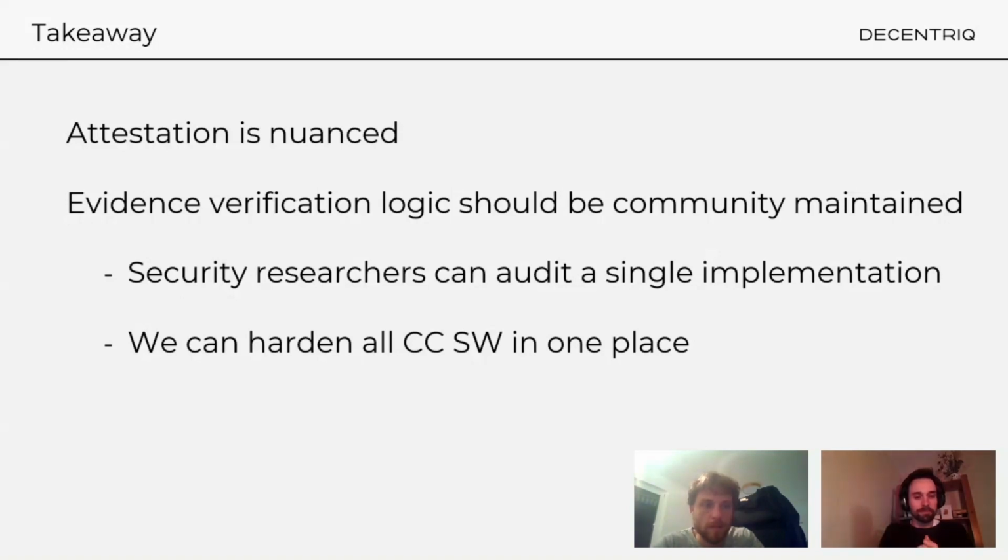So hopefully the main takeaway from this talk is that attestation is quite nuanced, it's quite complex. And actually all this nuance is encapsulated in a very particular piece of code, which is the function that verifies the attestation evidence. So if you're looking at one function that's extremely important in any kind of CC system, it's that function that verifies this evidence. It will literally go over every single guarantee that is checked or should be checked.